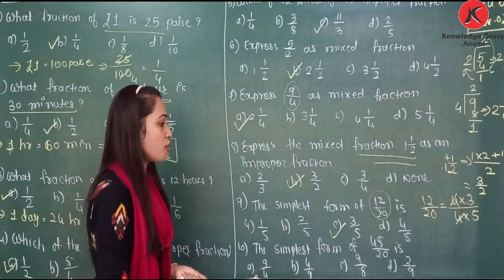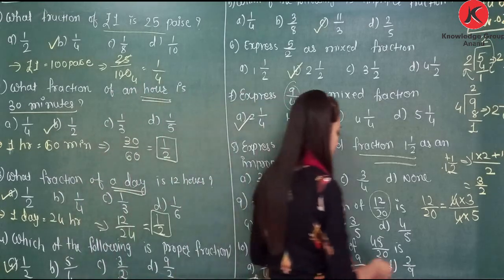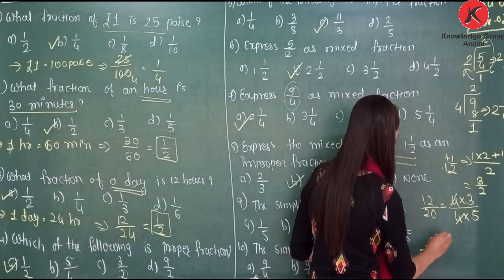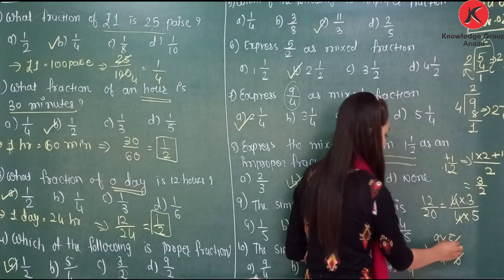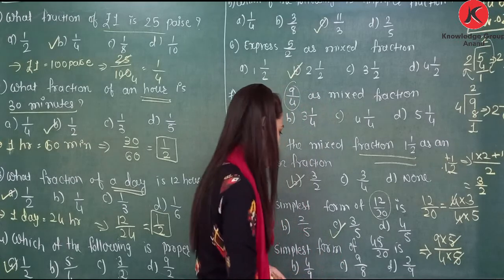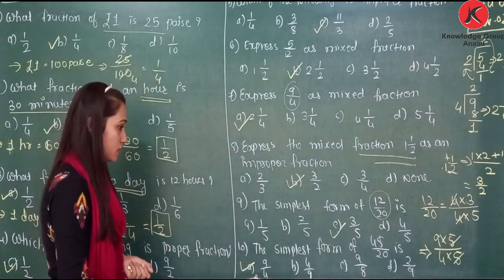Next, the simplest form of 45 by 20. Find the factors of 45 and 20. So 9 5s are 45, 4 5s are 20, 5 will be cancelled out. So 9 by 4, that is the simplest form. So it is option A.